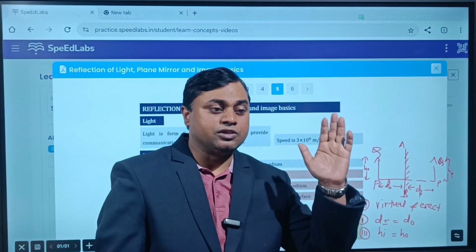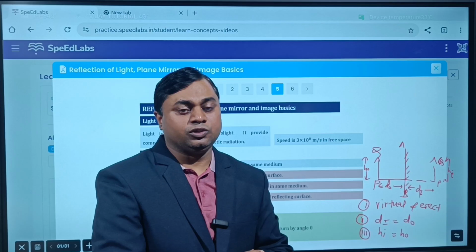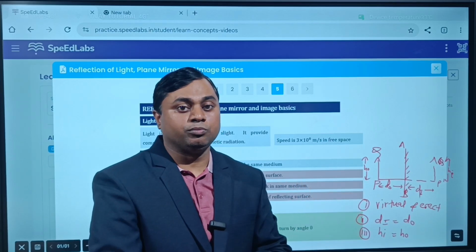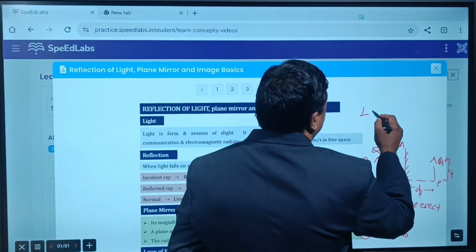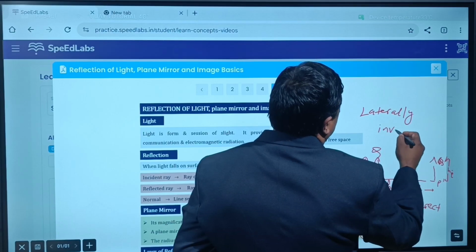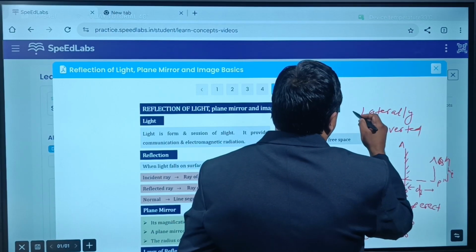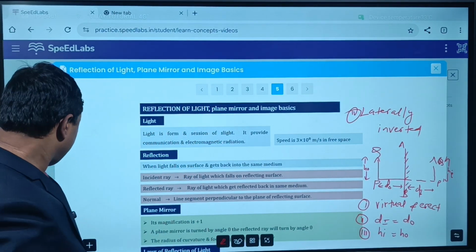Laterally inverted in the sense that if you raise the left part, the image will raise the right part. Yes or no? So the left part of the object becomes the right part of the image. This is called lateral inversion. So the image is what? Laterally inverted. This question may be asked for 2 marks. Please make a note of this.